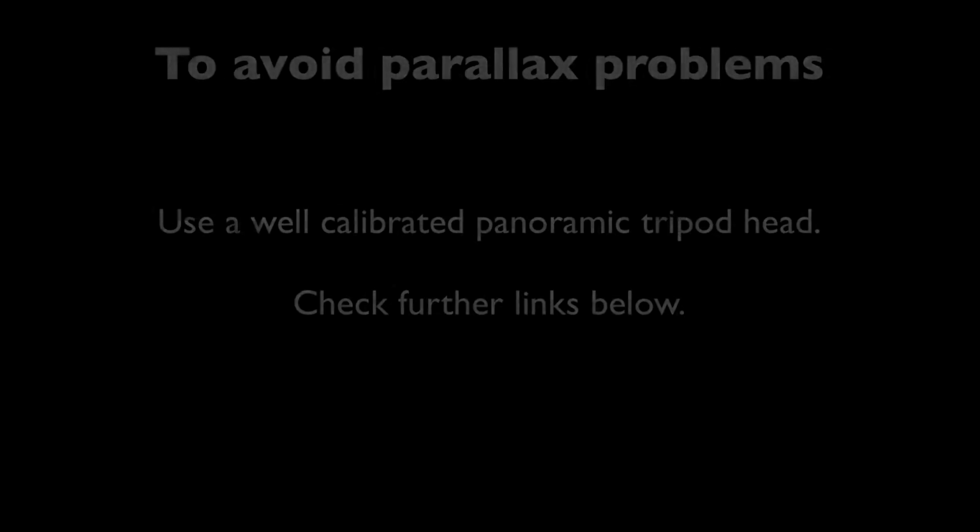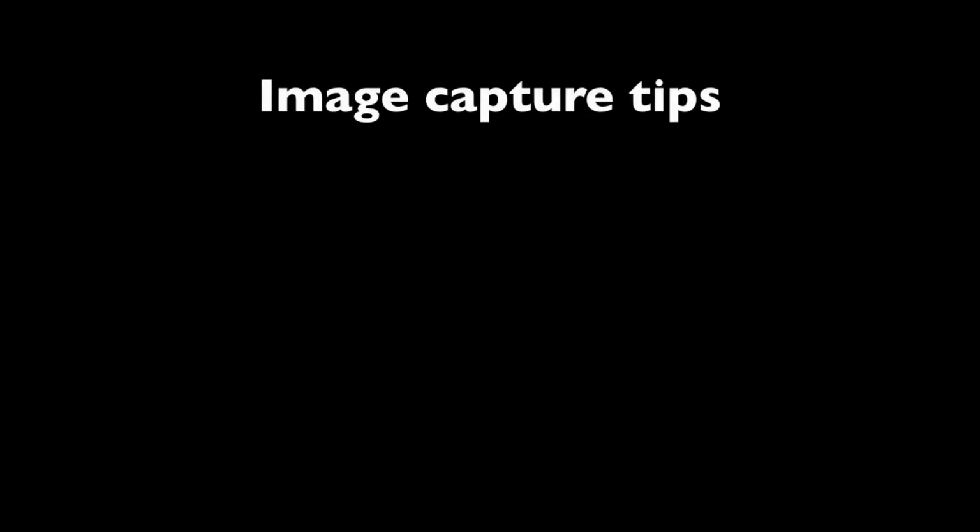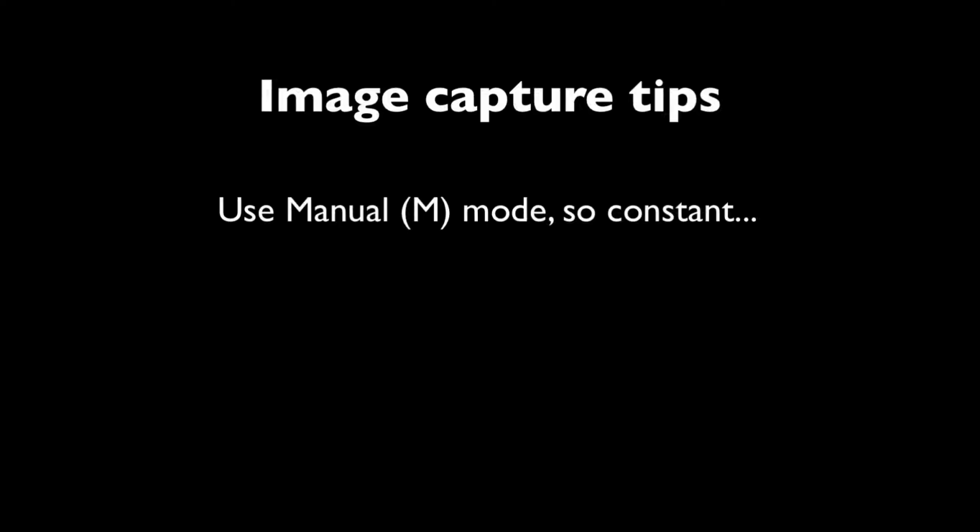When it comes to shooting, you definitely want to shoot in manual mode. So you want to use a constant aperture setting, exposure time, ISO, white balance, etc. PTGui can compensate for some variations in those, but you really get best results by using constant values for each and every frame in your panorama.